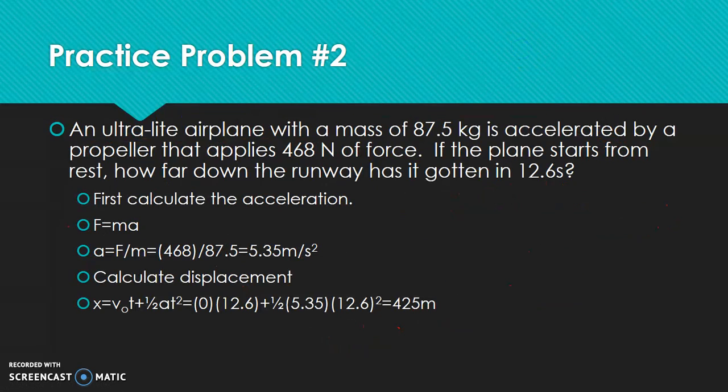Practice problem number 2. All right, it states an ultralight airplane with a mass of 87.5 kilograms is accelerated by a propeller that applies 468 newtons of force. If the plane starts from rest, how far down the runway has it gotten in 12.6 seconds? So we have to understand that the question is asking us distance. And in order to start calculating for distance, we first need to know the acceleration.